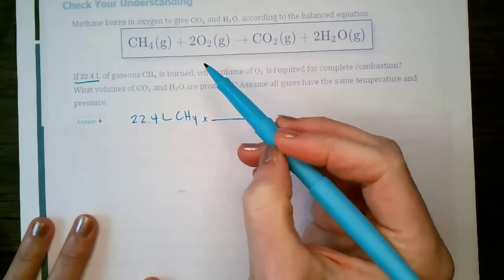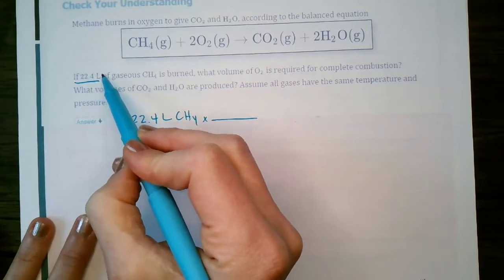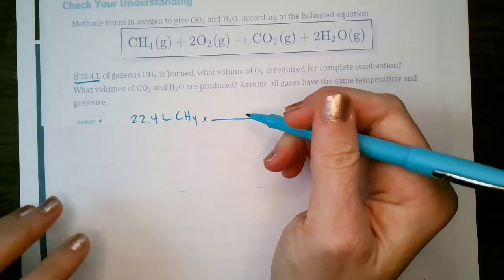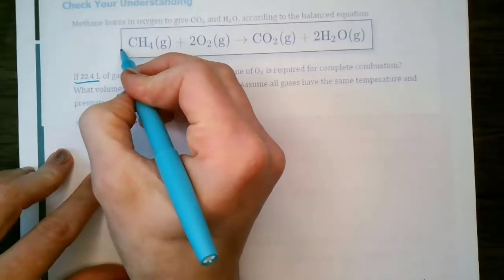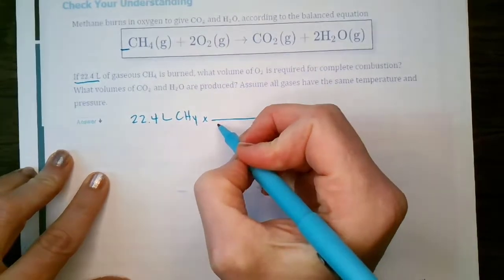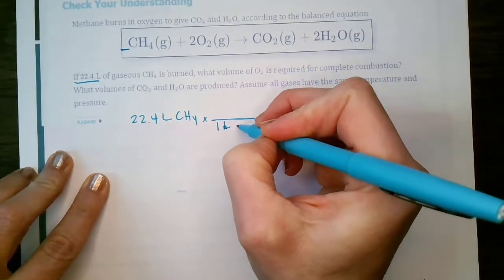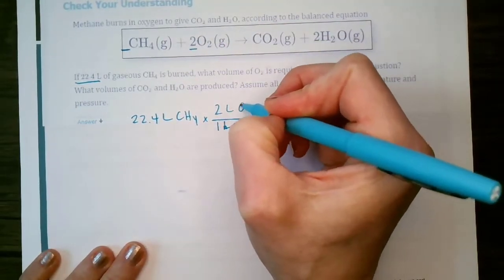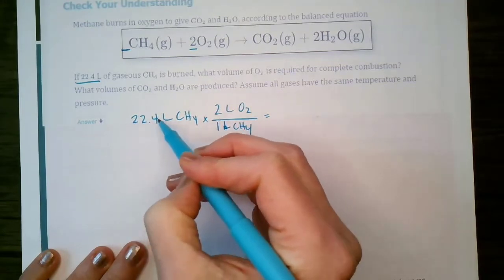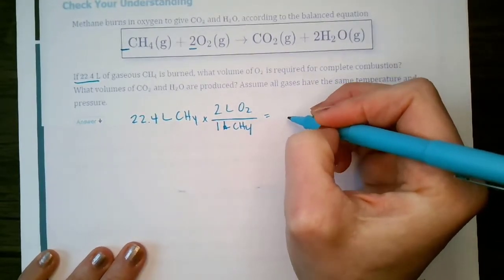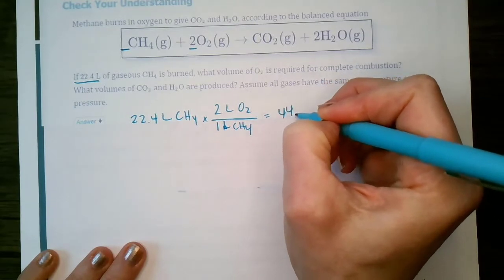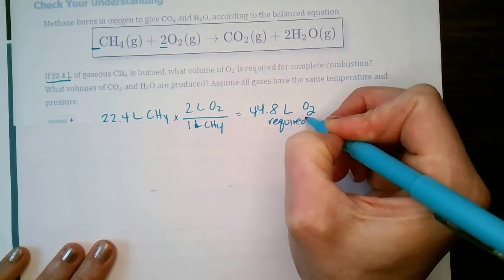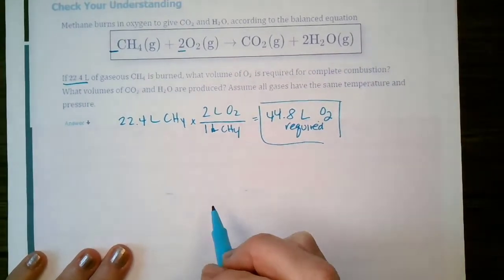Well, we have 22.4 liters of CH4. Again, we know Avogadro said that the volume of gas is directly proportional to the amount of gas in moles. So we can just use our mole ratio and say, for every 1 liter of CH4, 2 liters of oxygen is required. So 22.4 times 2 divided by 1 should equal 44.8 liters of oxygen required.